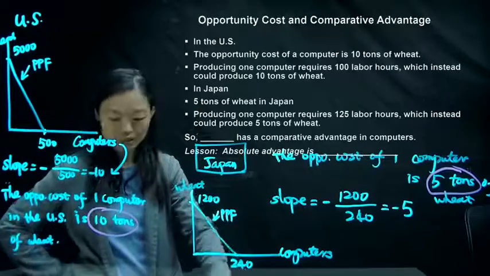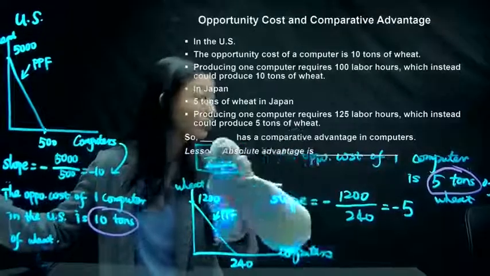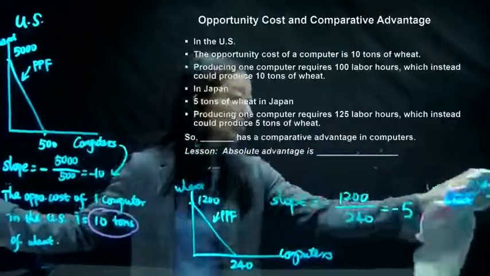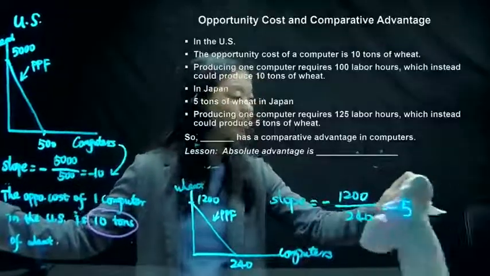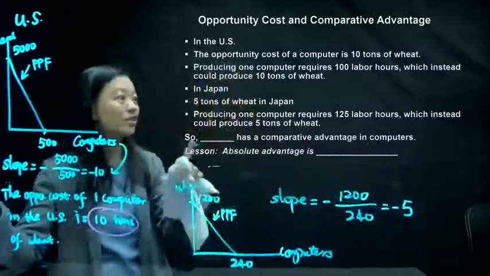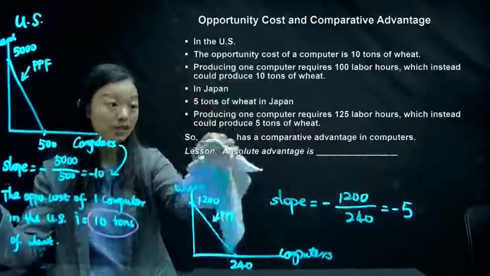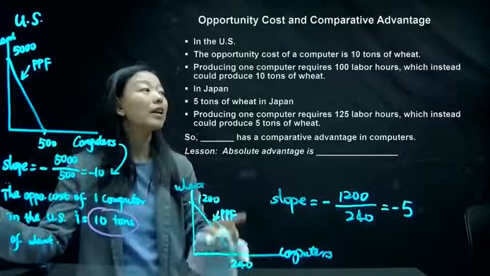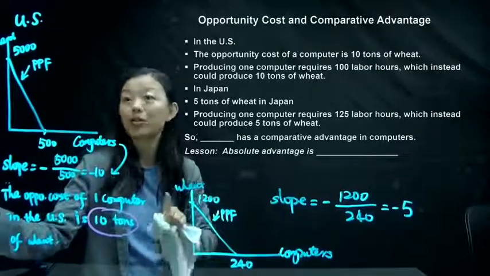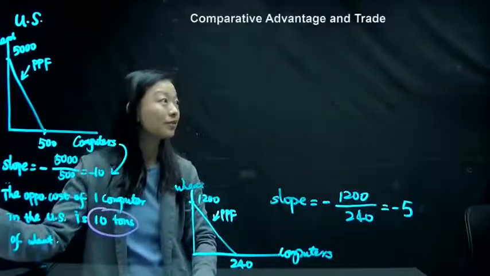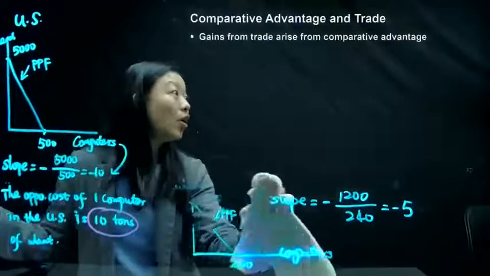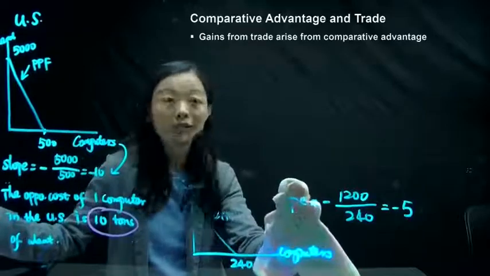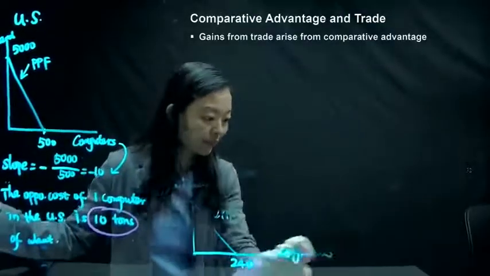So the lesson we can learn here is: absolute advantage is not the reason for trade. Comparative advantage is the reason for trade. So what can a country gain from trade? Gains from trade arise from comparative advantage.